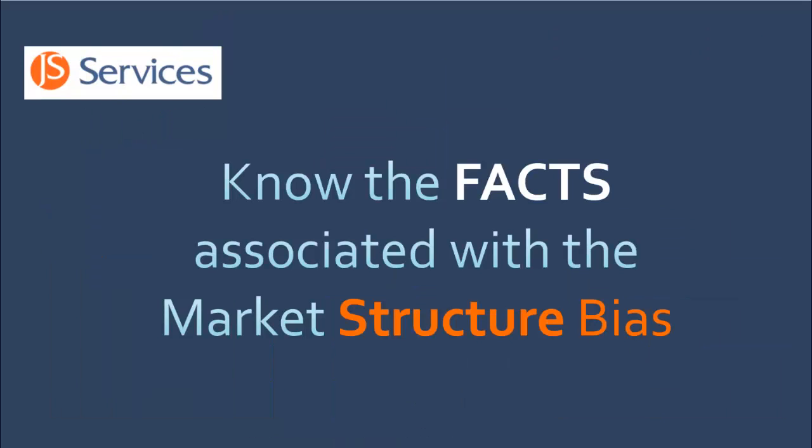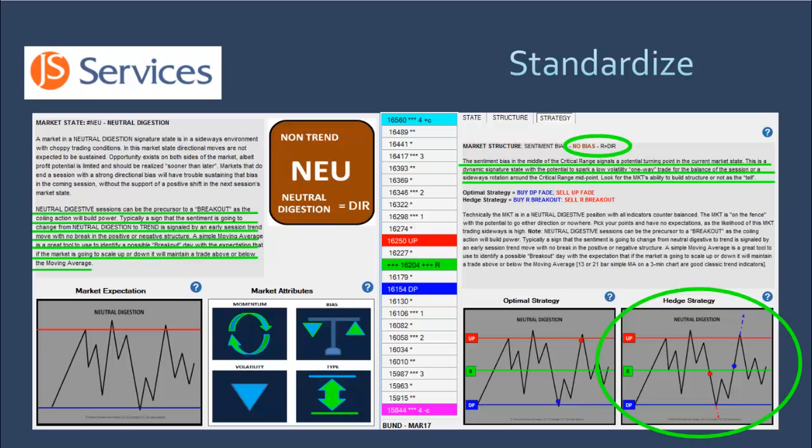To start, we need to know the facts associated with the market structure bias. First, we'll take a look at a non-trend type neutral digestion with R equals directional structure bias. The market state commentary sets the foundation for the condition. If we are painting a picture of the environment, the market state is the base coat. A neutral digestion state is typically viewed as a sideways trading environment.